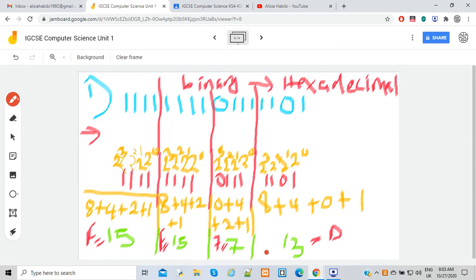So now we're going to gather our answers. From the first 4-bit group, looking at the left side, we had F. The second one was an F as well. The third one was a 7 because that was its representation. And the last one is a D. So this is how you represent binary into hexadecimal. And this is the answer for this question.